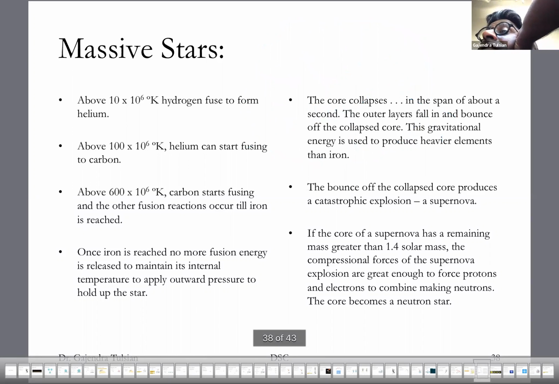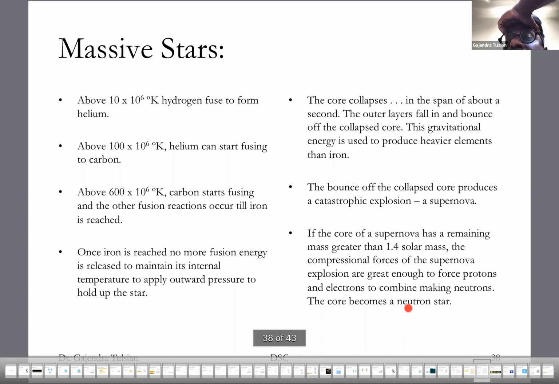So the core collapses in a span of a second. The outer layers fall in and bounce off the collapsed core. The gravitational energy is used to produce heavier elements than iron. The bounce off the collapsed core produces a catastrophic explosion. That's the supernova. Now, if the core of a supernova has a remaining mass greater than 1.4 solar masses, it becomes a neutron star. In a neutron star, the protons and electrons have been combined.